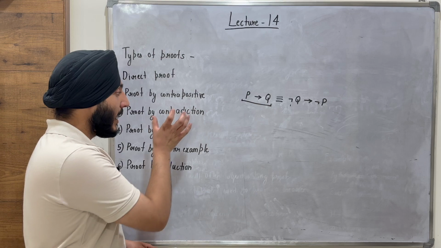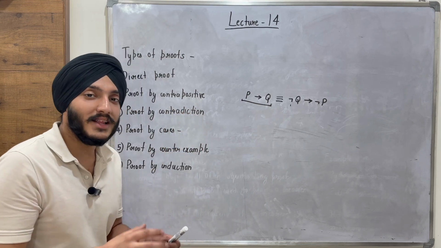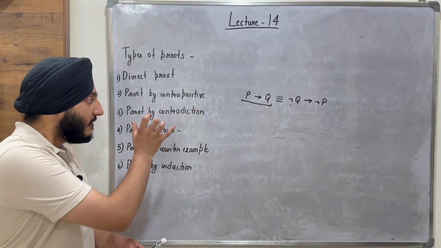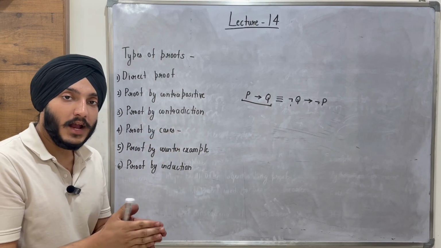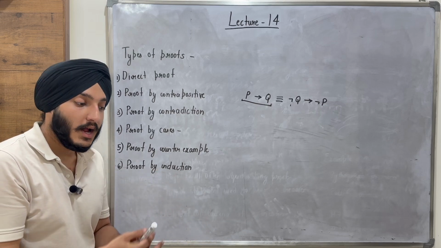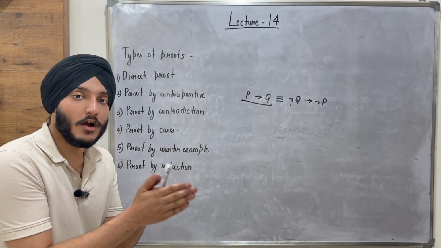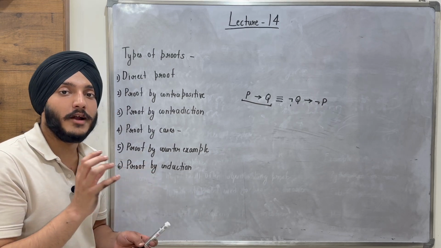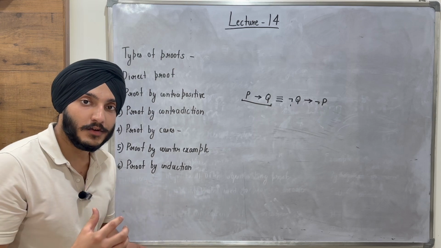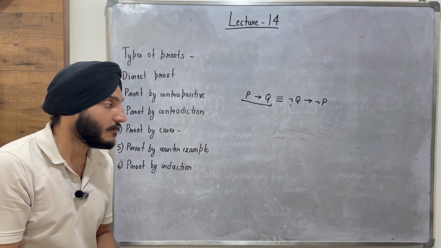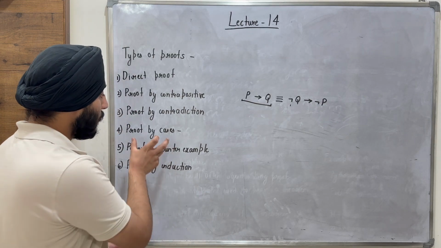Next one is proof by contradiction. If you understand the word contradiction, that basically means contradicting something. In this proof, we make an invalid assumption: we make the opposite assumption of what we are trying to prove, and using that assumption, we reach a contradiction. So basically, just try to understand that we assume the opposite, follow some logic, and then prove that there's a contradiction in that case.